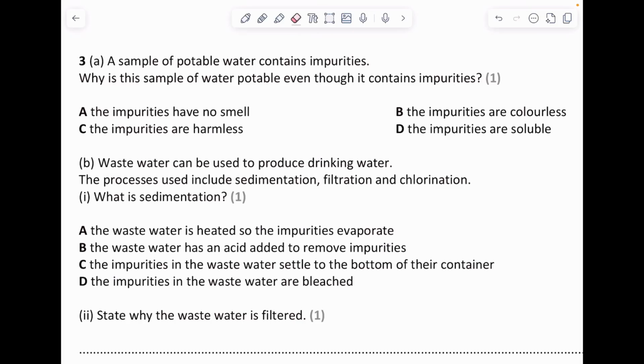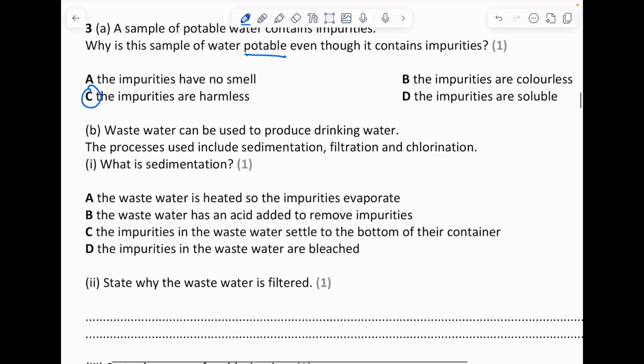To have water that is potable, that means that it is safe to drink. So if it contains impurities, the impurities, if it's going to be safe to drink, must therefore be harmless to the people drinking it. So that's the only one that makes sense in that way.